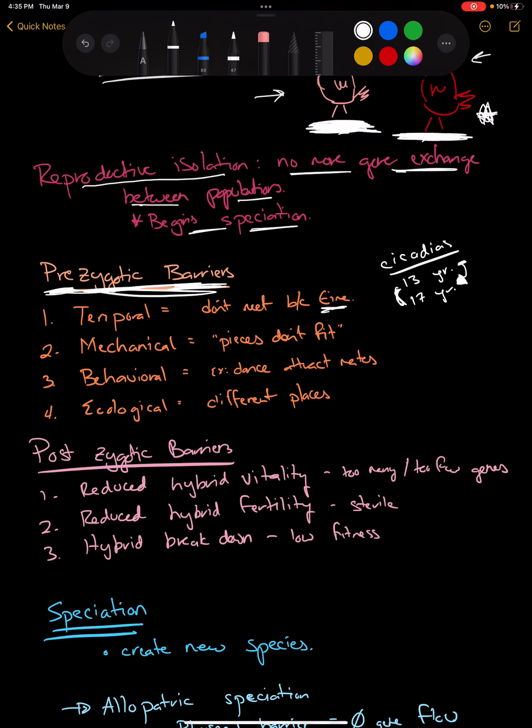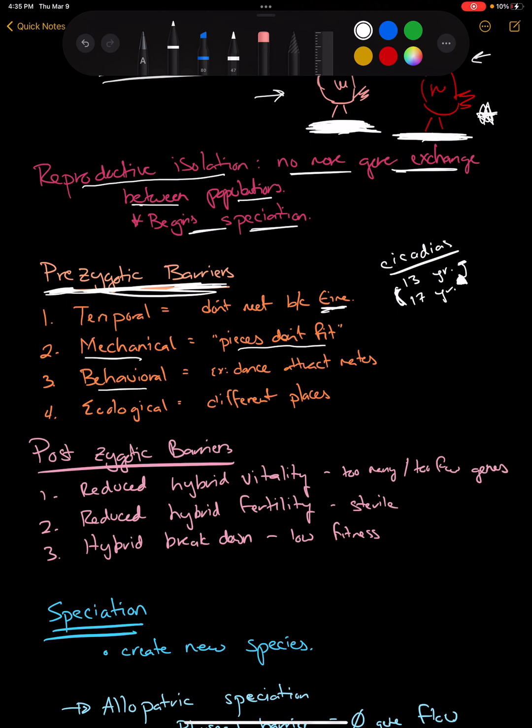Now, mechanical pre-zygotic barriers just means the pieces don't fit. Two organisms could try to have sex, but because they're different, the pieces aren't going to fit together, which means you're never going to get a fertilized egg.